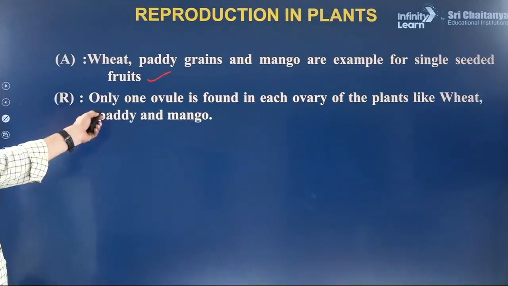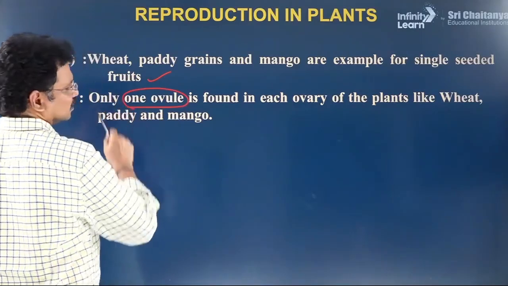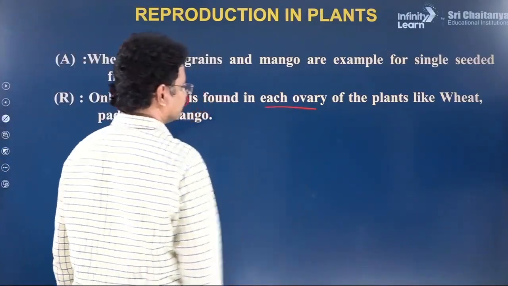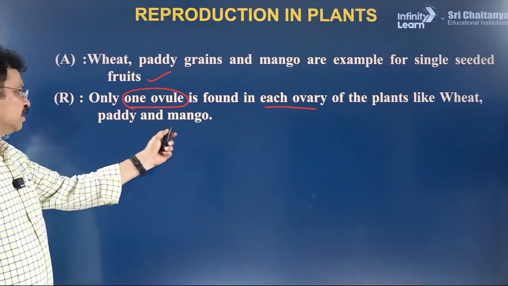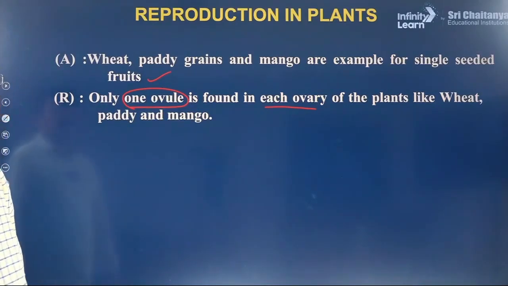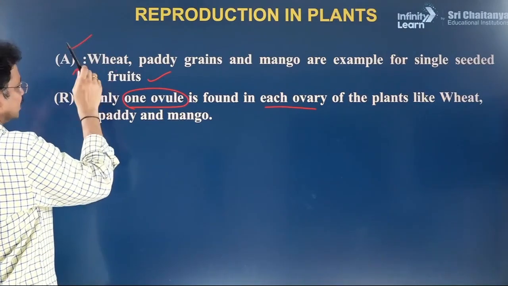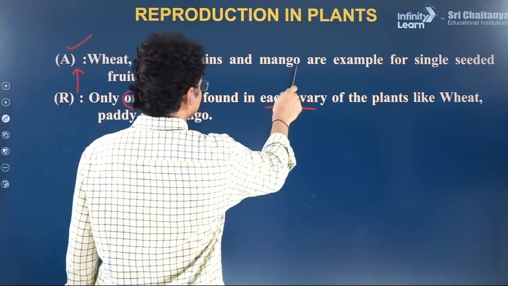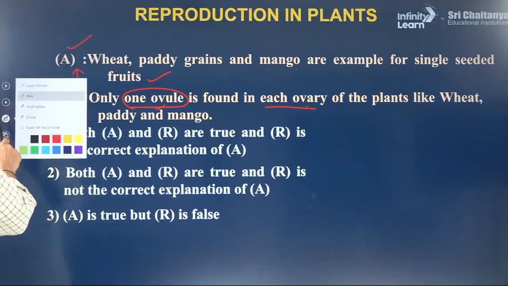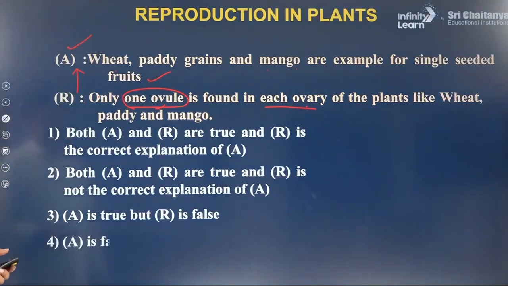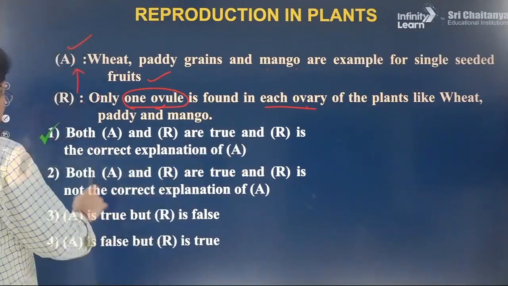Second statement: only one ovule is present in each ovary of plants like wheat, paddy and mango. And the assertion is explained by the reason. The reason for the presence of a single seed in each fruit is the presence of a single ovule in each ovary. The right answer is the first option: both the statements are true and the reason is the correct explanation.